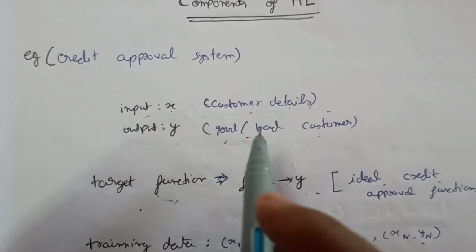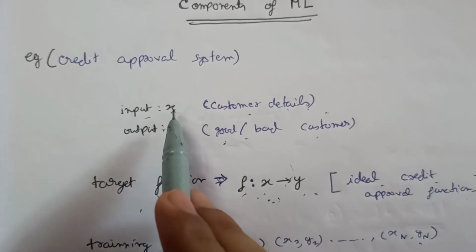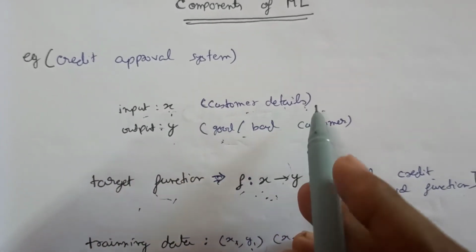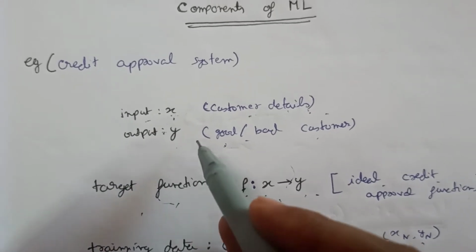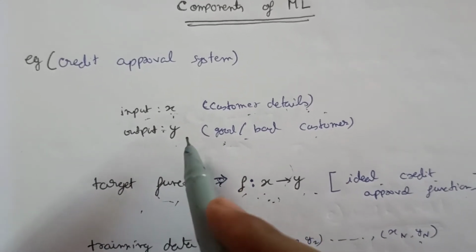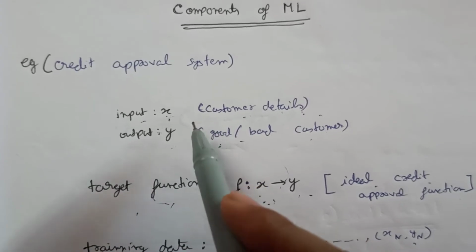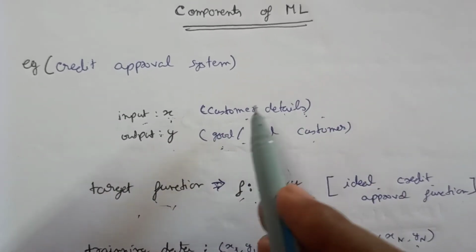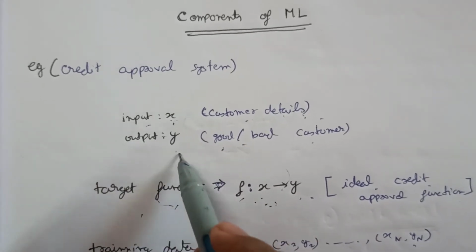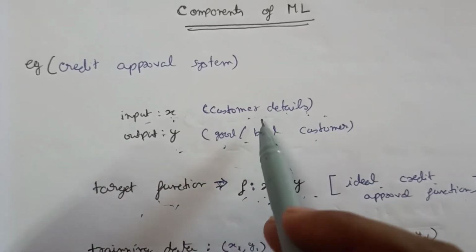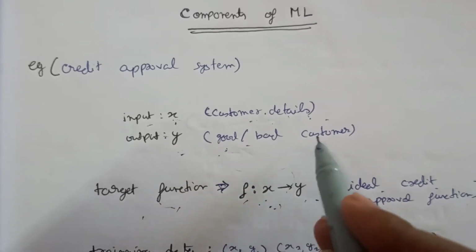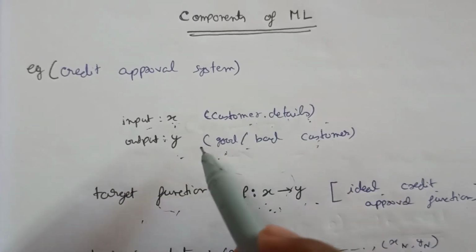So for a credit approval system, what is our input? Suppose we can write the input as X, and it is the customer details. Suppose a customer is approaching our bank and he wants a loan. So we will be asking about his details from him first. Okay, so that is the input he will give us. And what is our output? By judging from the details which the customer gave us, we are going to decide that the customer is a good or a bad customer. So that is going to be our output Y.